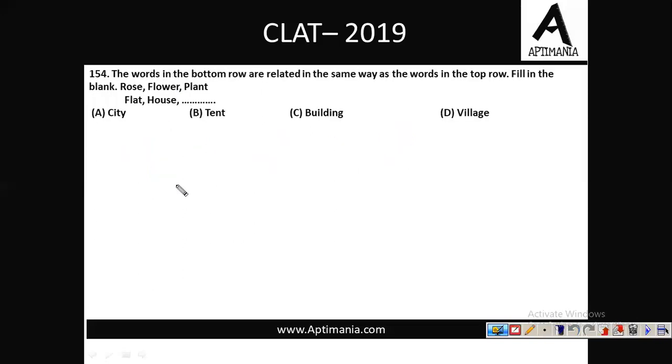Okay, so rose, flower and plant. So there is a certain relationship in these three. We need to find the same relationship in flat, house and next. Now see, rose is a type of flower which is a part of plant, you can say. Now flat is a type of house which is part of a building. Fine, a very easy question, very straightforward. So the answer is option C, building.